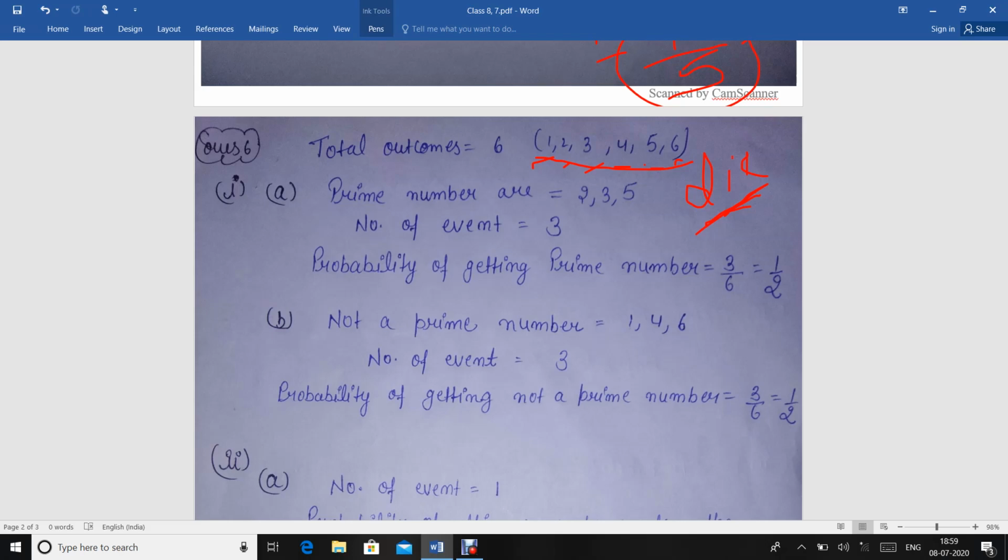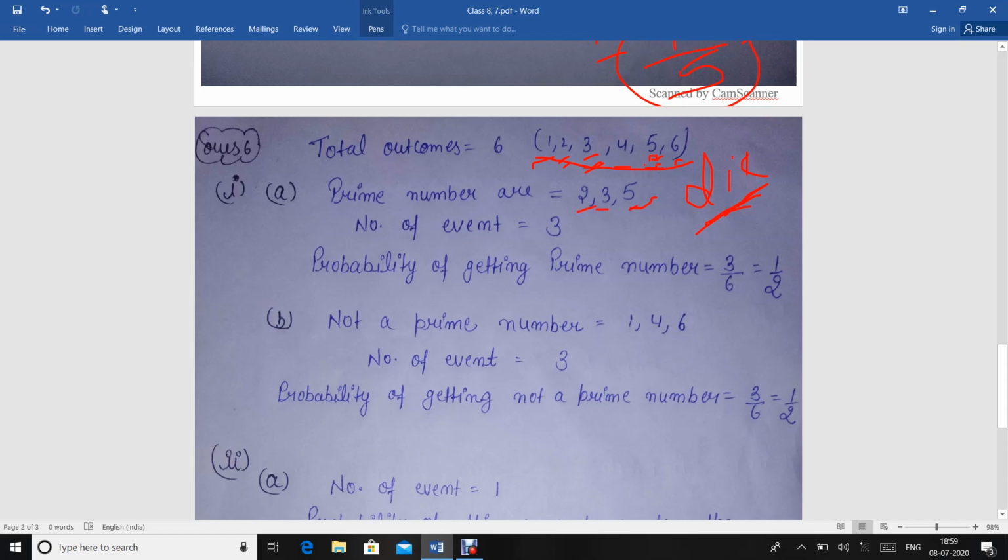So here 2, 3 and 5 are the numbers which are divisible only by themselves. They have no other factor, because 2 is divisible by only itself. Also 3 is divisible by only itself. Similarly 5 is divisible by only itself. So 2, 3 and 5 are the prime numbers. So the number of events is 1, 2, 3.